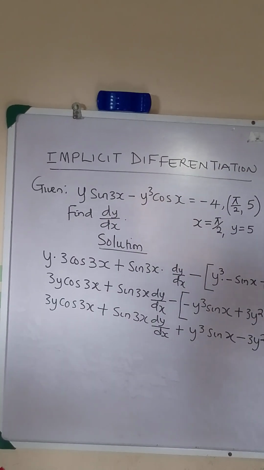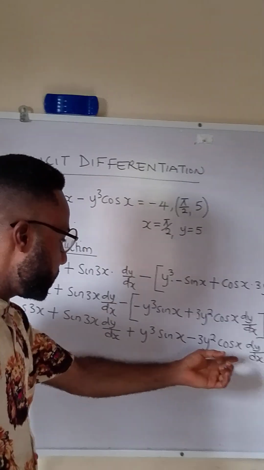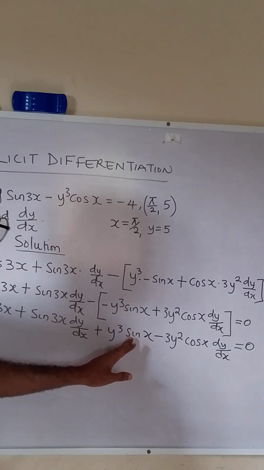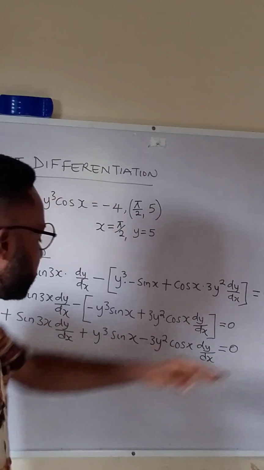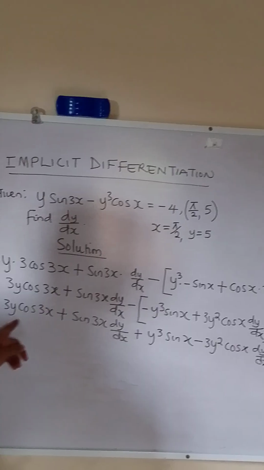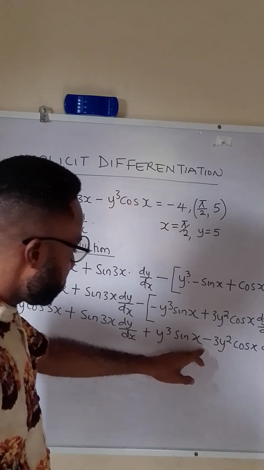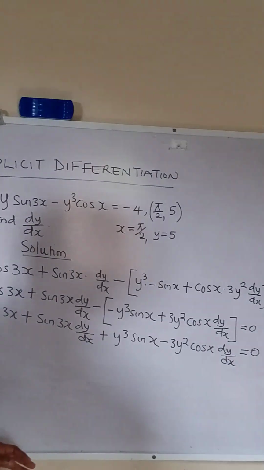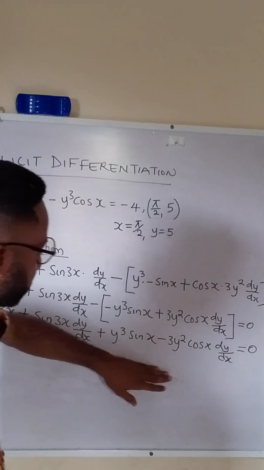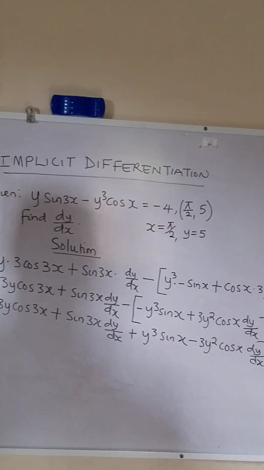If we look at the equation, we have some like terms. We can group these together, while we take the ones without dy dx to the right hand side of the equation. This one is without dy dx, so we take it to the right hand side. This one is without dy dx, we take it to the right hand side of the equation, and the terms with dy dx, we keep in the left hand side of the equation.